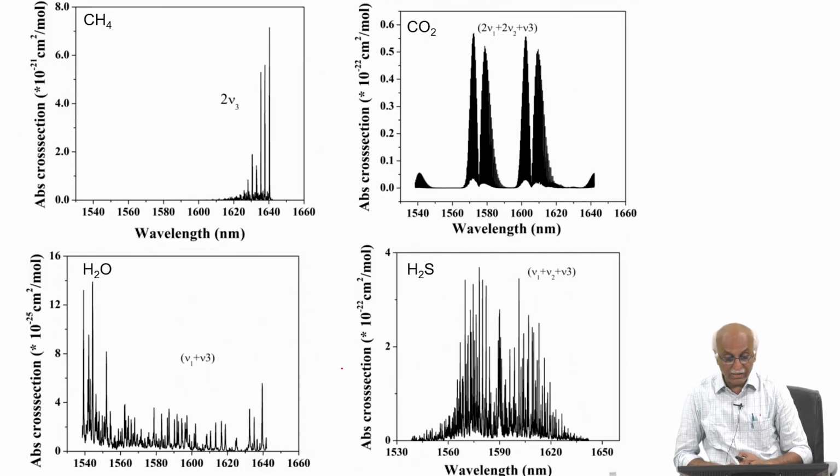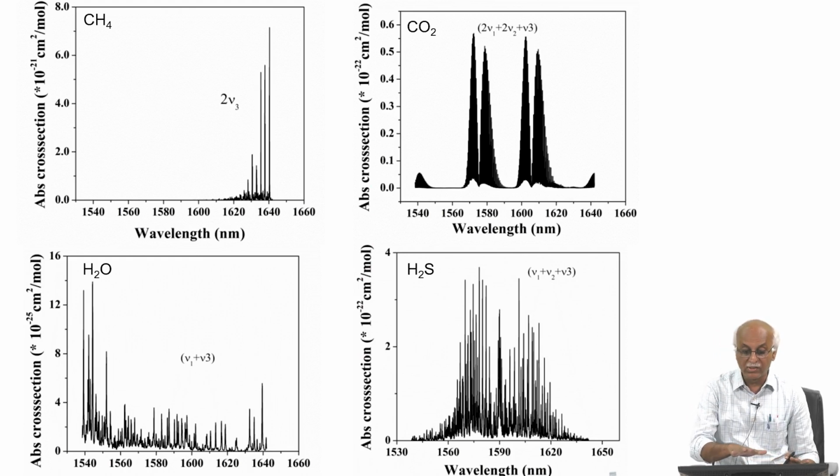If we consider methane, nu 3 is one of its vibrational bands, and the second overtone of that is in the 1.6 micrometer range. CO2 I already told you, and H2S, hydrogen sulfide, has such absorption bands as well. The y axis is the absorption cross section.